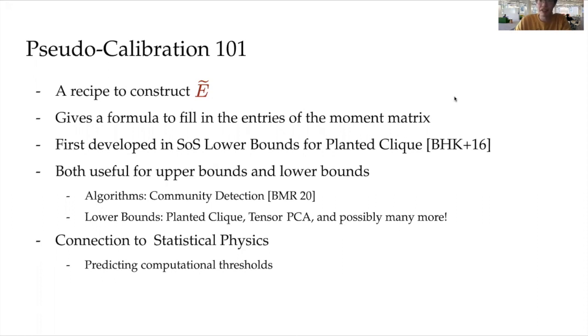Okay, thank you, Sid. For the rest of the talk, I will try to give a brief introduction to pseudo calibration and an overview of our work. Pseudo calibration was first developed for SOS lower bounds for planted clique in the work of Barak et al. It's a recipe to construct pseudo expectation.